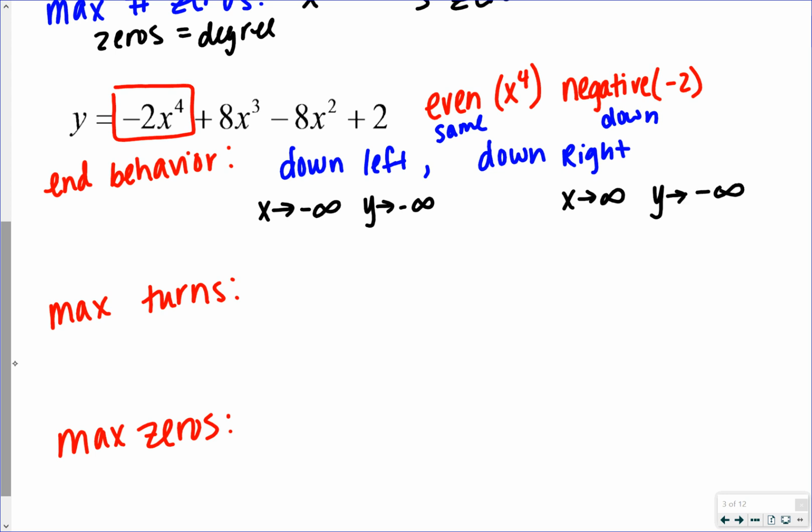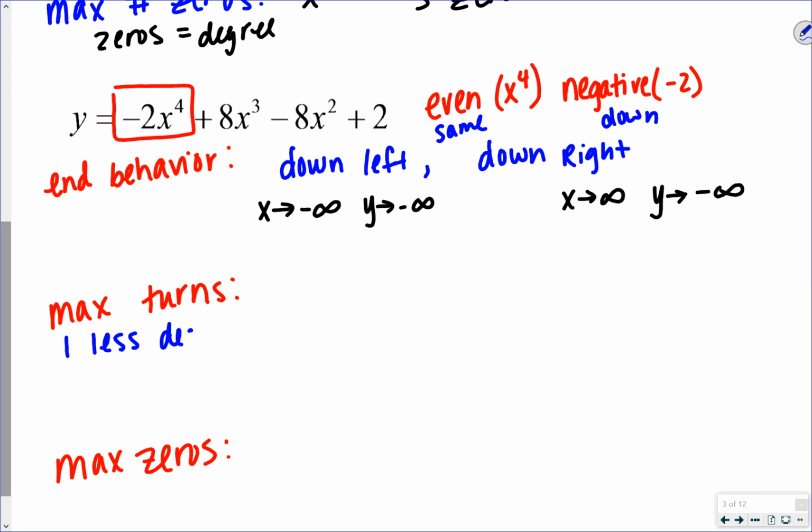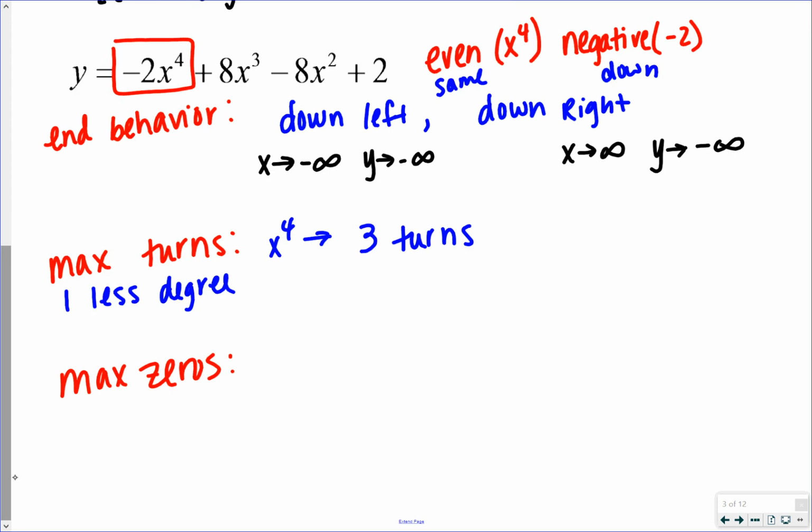So being able to separate that left is negative, down is negative, right is positive, up is positive will help you get through these. Again, my max number of turns is 1 less than the degree. My degree here was an x to the 4th, 1 less is 3. So it has 3 turns. And then my max number of zeros is equal to the degree. So I have x to the 4th means I have 4 zeros.